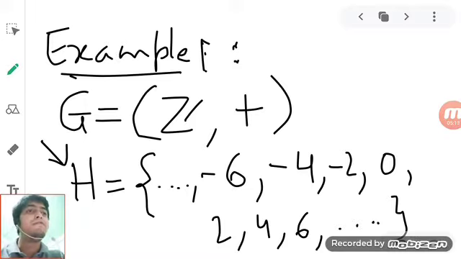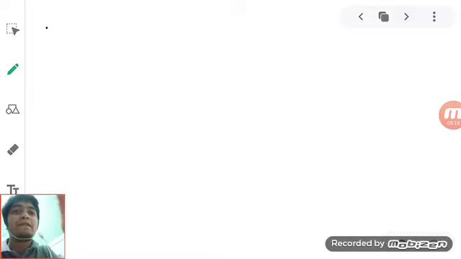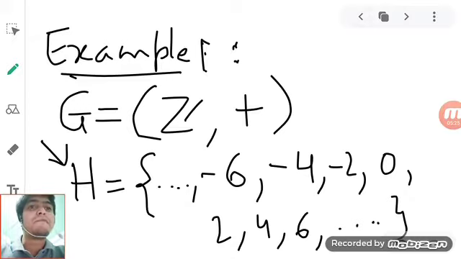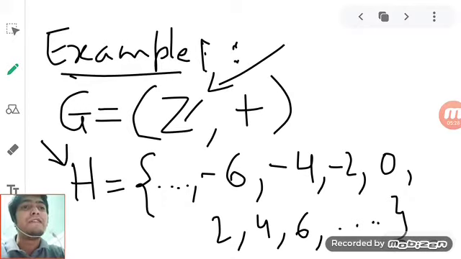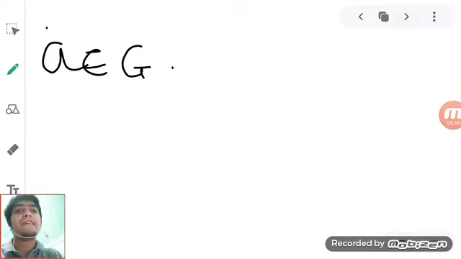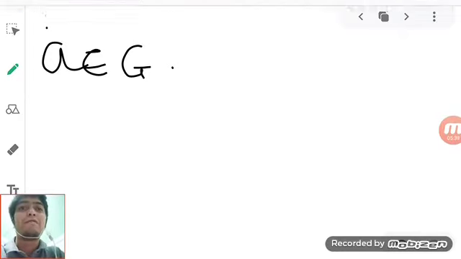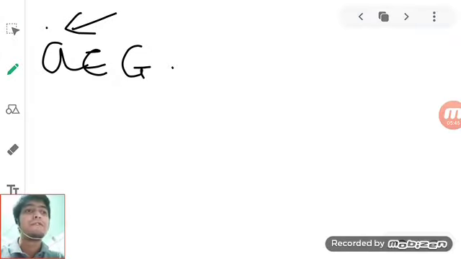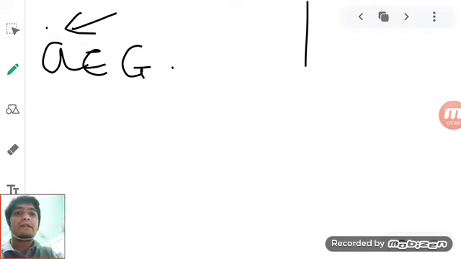Now we will take A. A belongs to G, we need this. Which element from G can I take? G is a set of integers, so I will take one element from the set of integers. Maybe I will take 0. It is totally your choice, this element A over here. So first let us take A equal 0.